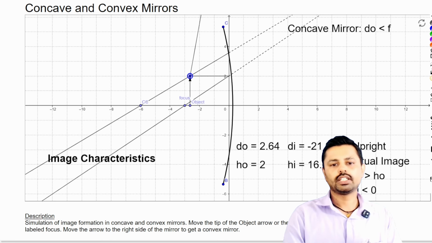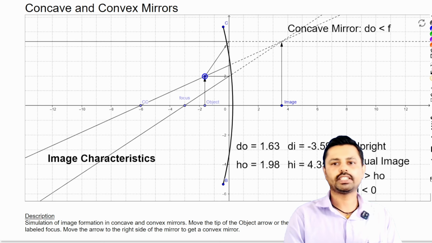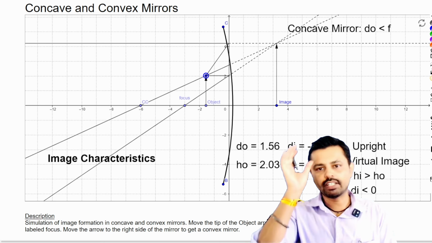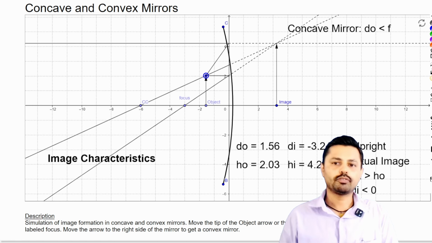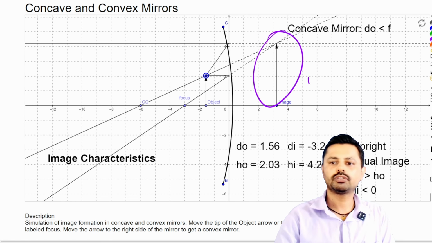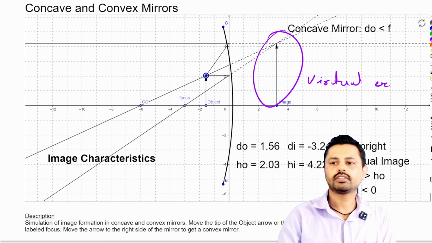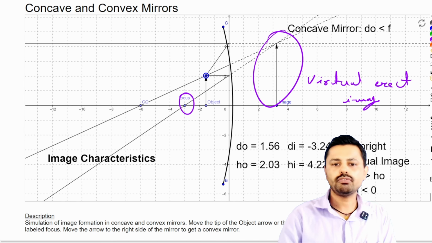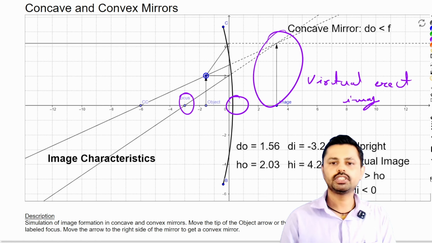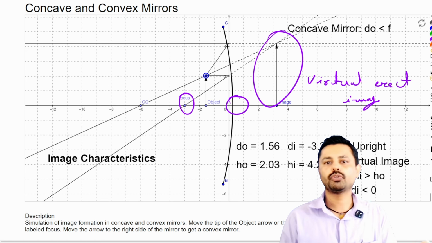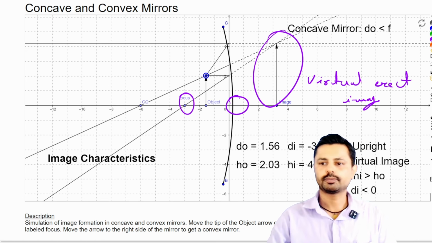And when you take it even closer, then see the magic. This is the magic of science. It's behaving like a mirror, a different kind of mirror, and here we are getting a virtual image. So keep in mind, this is virtual and erect. It's not inverted, it's an erect image, when it's between F and P, the pole of the mirror and the focal point. Keep this in mind. This will help you remember the thing and you won't get confused with the diagrams.